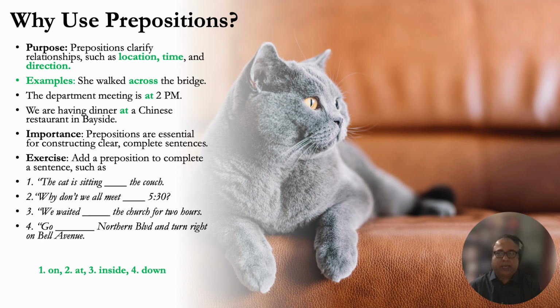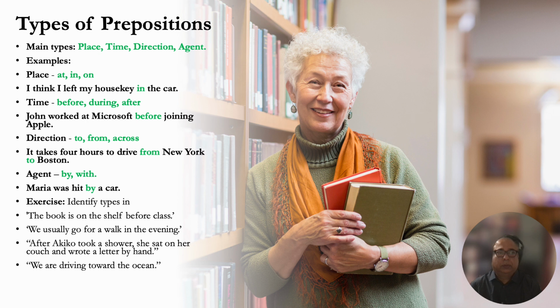All right, these are the answers, and I hope that you're really doing well. You will have a chance to review this lesson again, so not to worry if you didn't get some of the answers correct. Okay, so types of prepositions: place, time, direction, and agent. So when you are referring to a place, you can say at, in, and on. So for example, you can say I left my house key in the car. Where? In the car, which is a place.